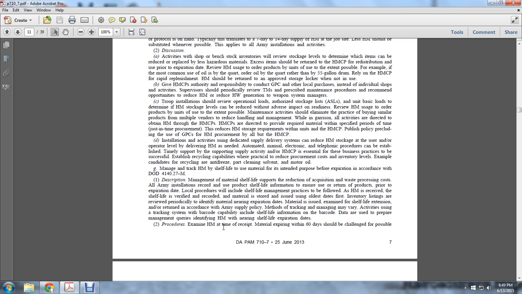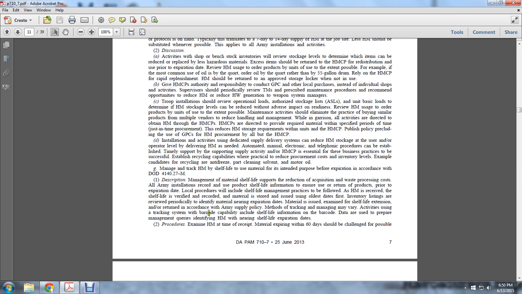Local procedures will include the shelf management practices to be followed when the hazardous material is received. Shelf life is verified and recorded, and the material is stored and issued using the oldest date first. The inventory listing is reviewed periodically to identify the material nearing the expiration dates. Material is examined for shelf life extension or returned in accordance with Army supply policy. Methods of tracking and managing may vary.